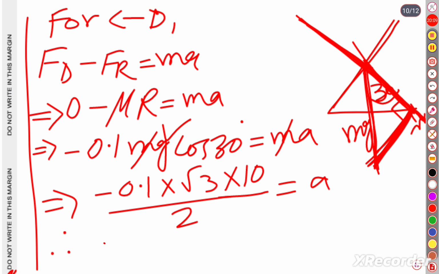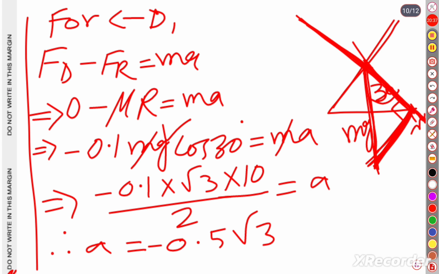Hence our acceleration must be negative, as there is no driving force, whereas there is resistance force, so acceleration will be reduced and it will be negative. What is it going to be? It is going to be negative 0.5 root 3, which is the deceleration at point D.